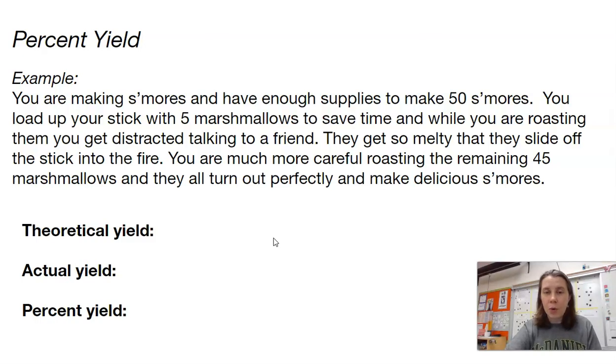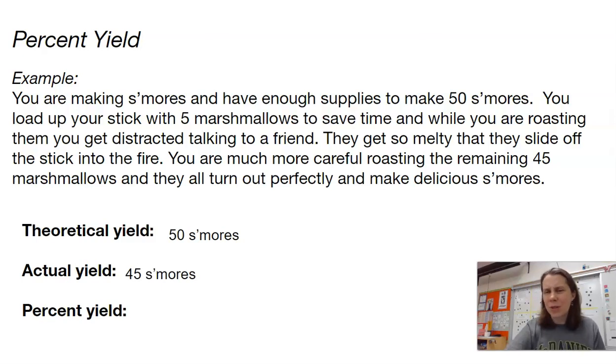So the example I have here is using s'mores, which we've done already in class, all right? So if you have enough supplies to make 50 s'mores, but you load up your stick with 5 marshmallows, and get distracted and they get melty and they slide off into the fire. All right, now we don't have enough marshmallows to make 50 s'mores. But if we are careful with all the rest of them, we should be able to make 45 s'mores. Right, so our theoretical yield for this problem would be 50 s'mores. That's how much we should have been able to make with the ingredients we were given. Our actual yield here is 45 s'mores, all right?